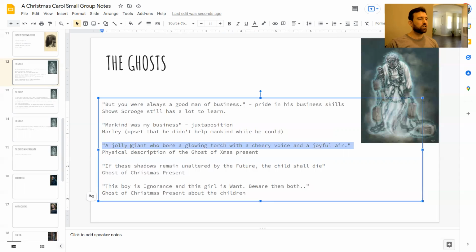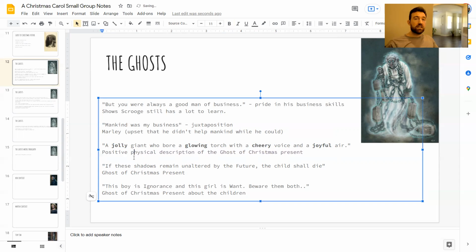"A jolly giant who bore a glowing torch with a cheery voice and a joyful air." So this is a physical description of the Ghost of Christmas Present. And with this quote here, I think that you would look at the adjective choices: cheery voice, joyful air, and maybe the verb glowing torch, and obviously jolly giant. So this is very positive physical description of him.